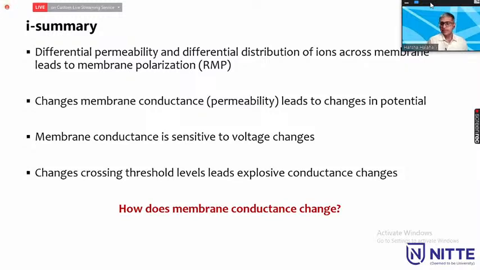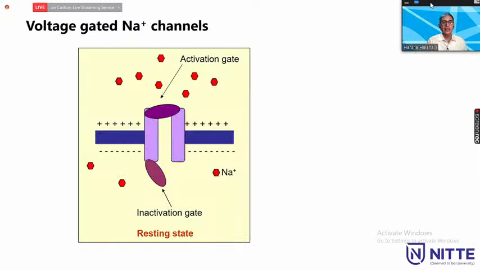So the question that we are left with is, how does membrane conductance change, especially during an action potential? The answer lies in voltage-gated sodium and potassium channels. The voltage-gated sodium channels are voltage-sensitive channels. They have two gates, one on the inside called the inactivation gate and one on the outside called the activation gate. Normally, the activation gate is closed, and therefore they do not allow sodium ions to cross.